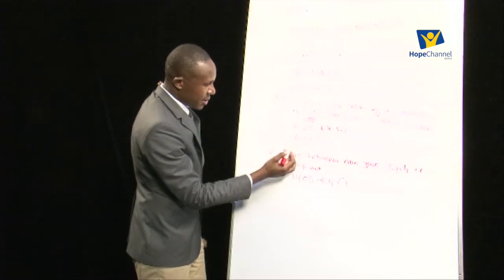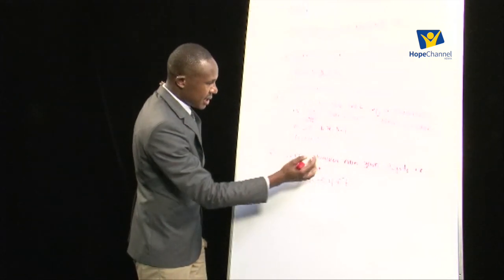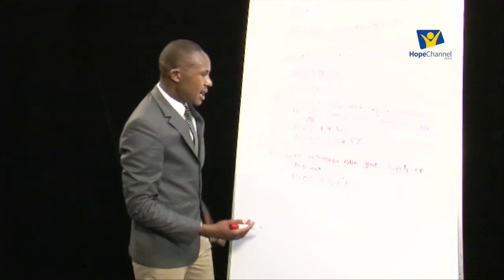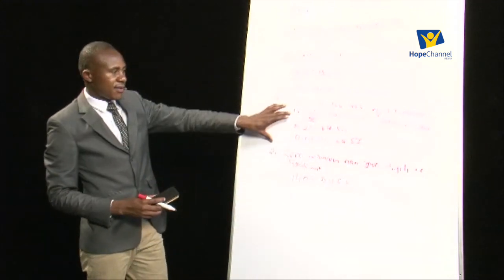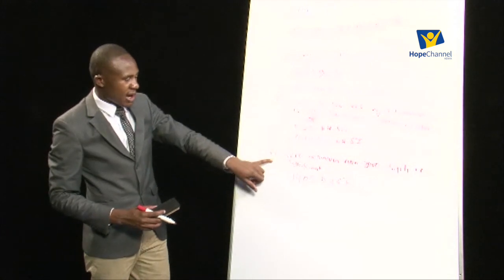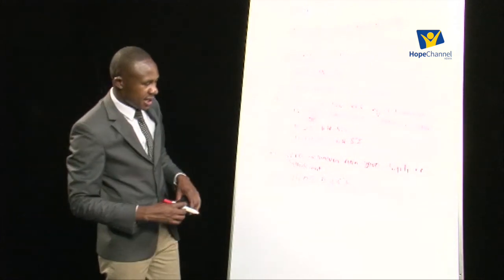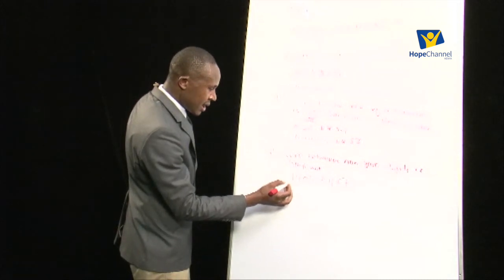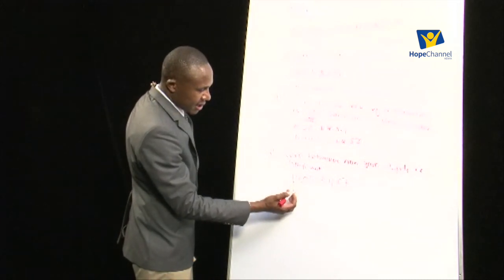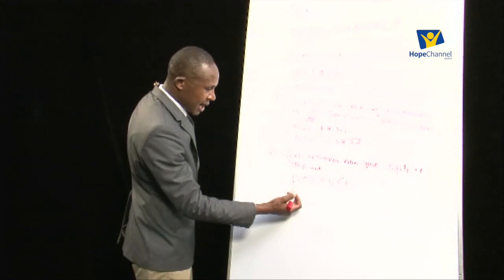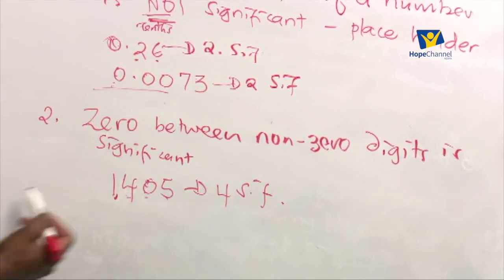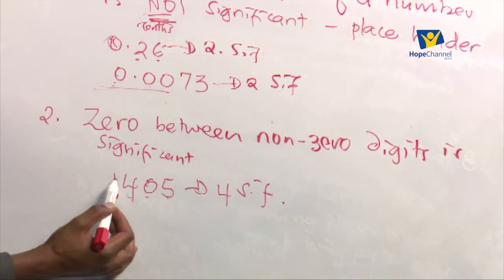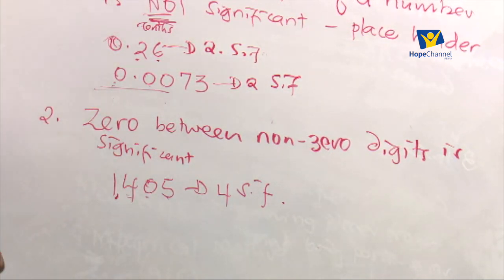For the next one, all these 3 zeros are not significant, and so the whole number is written to 2 significant figures. That is when the 0 is to the left of a number. Already we have talked about that. Now, when the 0 is in between non-zero digits, that 0 is always significant. So if we have 1405, the 0 is between 4 and 5, which are non-zero, so the 0 is significant. The whole number 1405 is written to 4 significant figures.